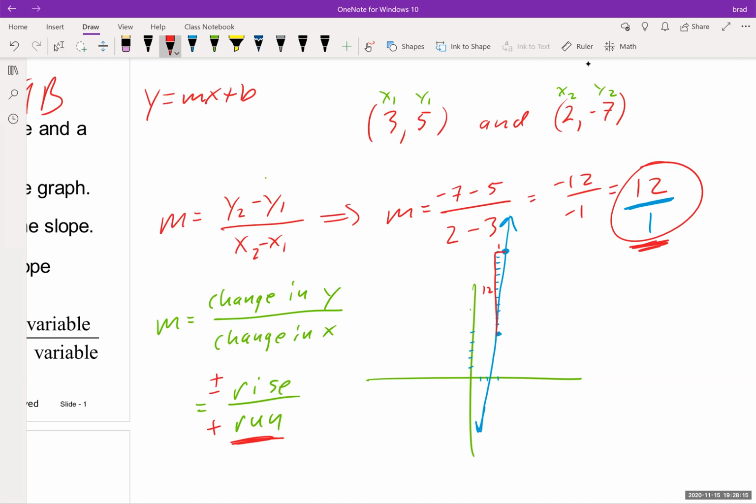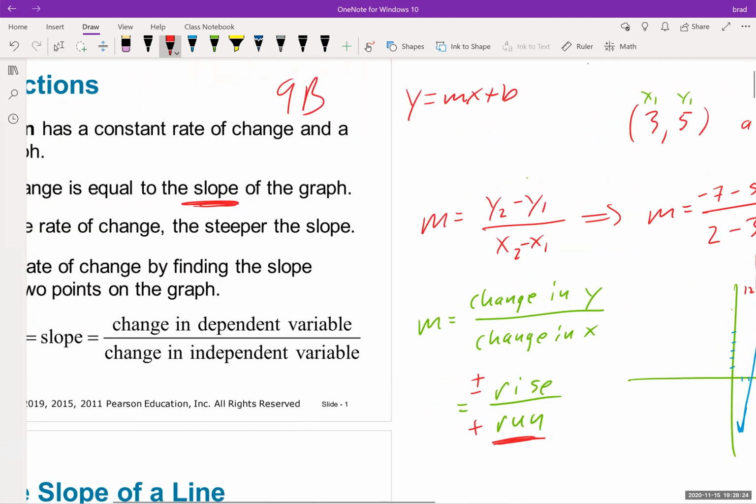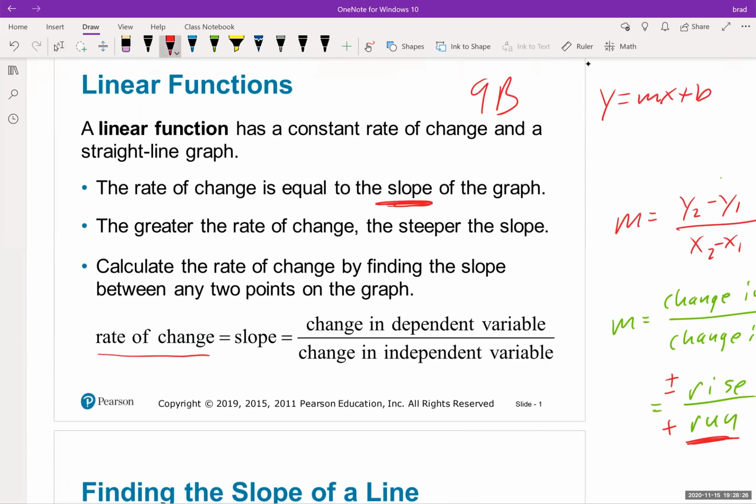So in general, you always go right. Again, that doesn't mean it has to be done that way, but that's just how we do it because we don't leave negative signs in the denominator. Okay. So I just wanted to give you guys an example of one. Rate of change equals slope.